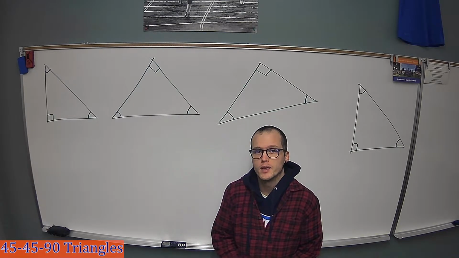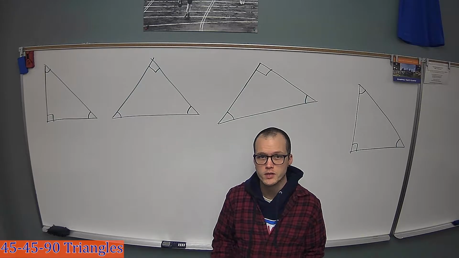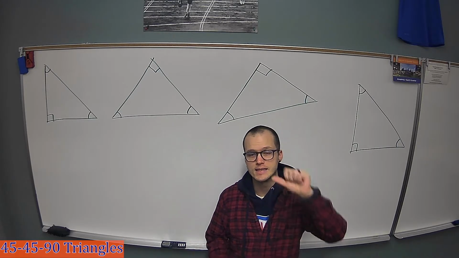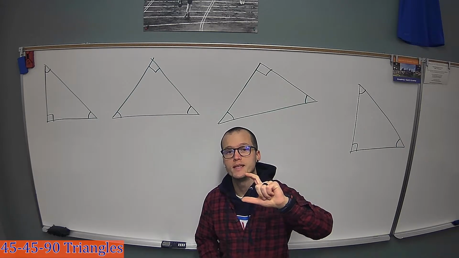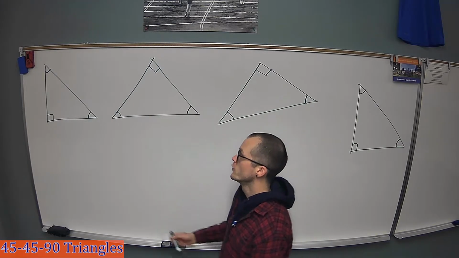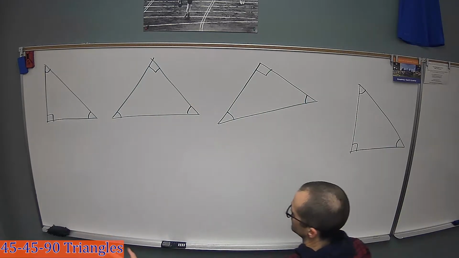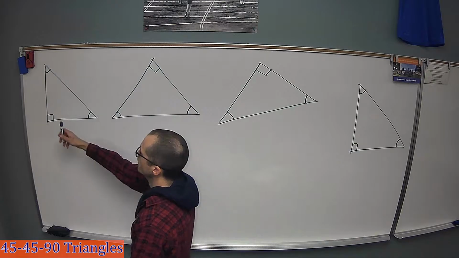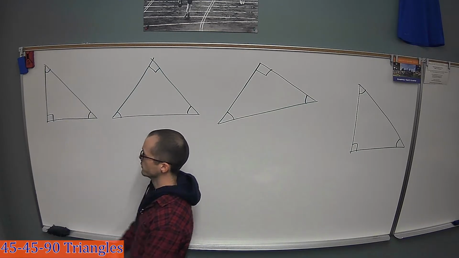Basically, it's just describing a right isosceles triangle. So think about that, right isosceles. It's got to have that right angle, and its two base angles have to be congruent. So if we look at a picture, these are all right isosceles triangles oriented a little differently. Notice they all have a right angle, and then their base angles are congruent.